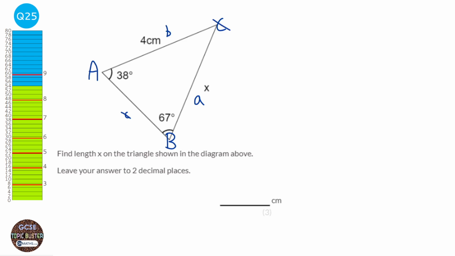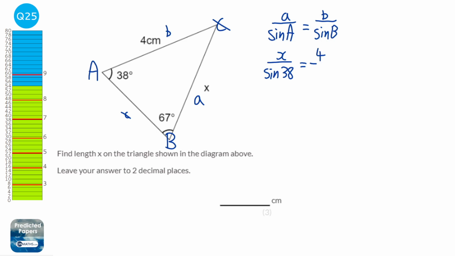Now when you've got two pairs of angles and sides, you're going to be using the sine rule. Now, the sine rule is either sine A over A, or it's A over sine A. Now, when we're looking for a length, we put the length on the top. So it's going to be lowercase a over sine capital A equals lowercase b over sine capital B. Okay, so we're going to fill in the values. So a is x, capital A is 38, lowercase b is 4, and uppercase B is 67.